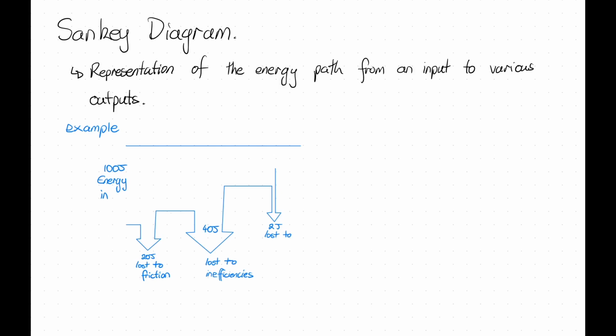or what's being used out of the system, are going down. So 100 minus the 20 minus the 40 minus the 2 means that we actually get 38 joules worth of usable energy out of the system.